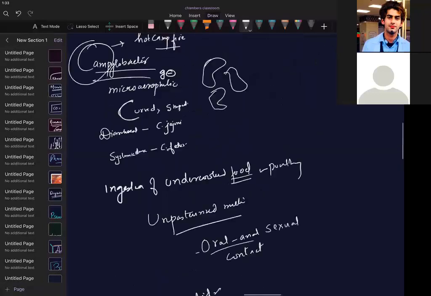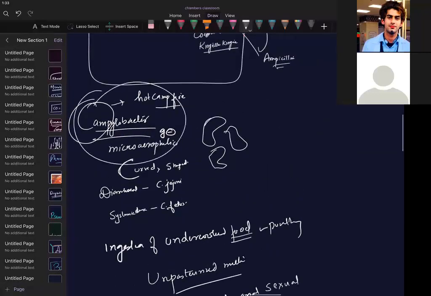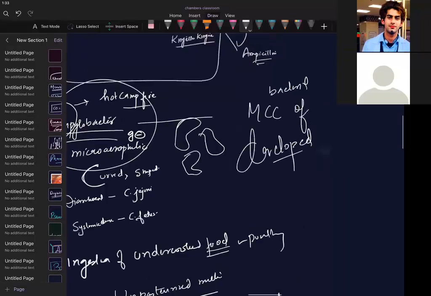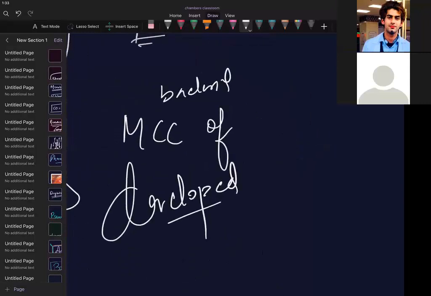Campylobacter jejuni is the most common bacterial cause of diarrhea, by the way. It is the most common in developed countries. Please remember, not us, it's developed countries. So in developed countries, the most common bacterial cause of diarrhea is Campylobacter species.